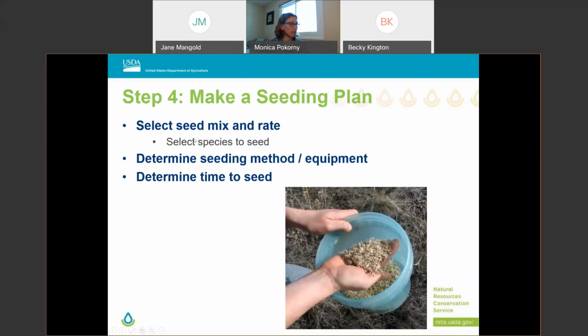We're going to talk about how to select seed mix and the seeding rate, including what species to seed. And we're going to look at what seeding equipment or seeding method we might use, and also the timing that we're going to apply our seed to the ground. So we'll look at all of these in more depth.